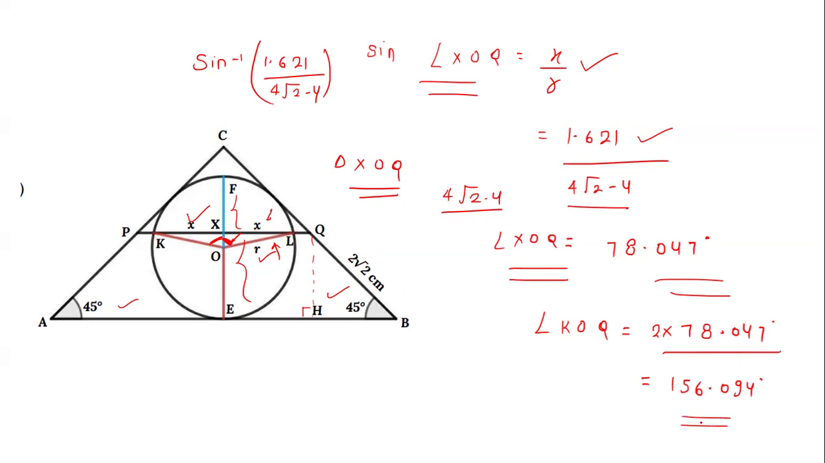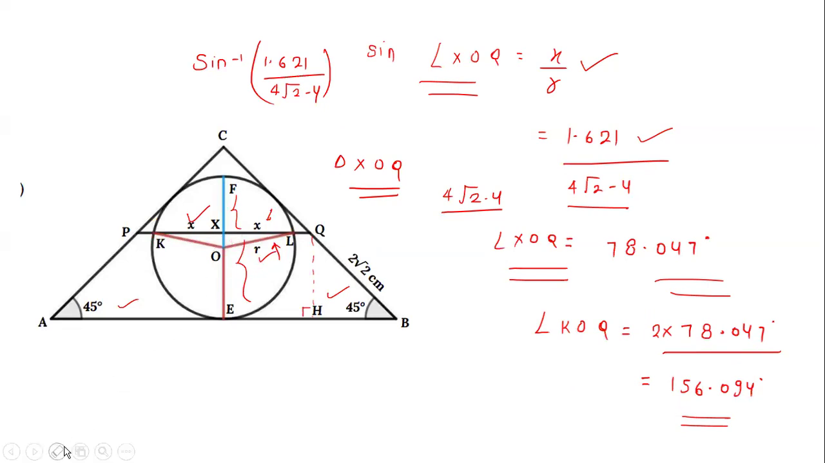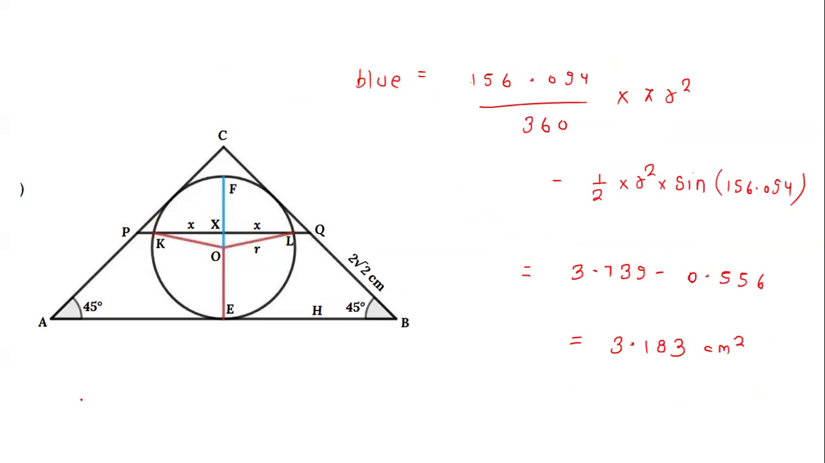So the whole angle KOQ. What is the KOQ whole angle? This part, it is like 156.094. So just we find out the angle. So what is this sector area?